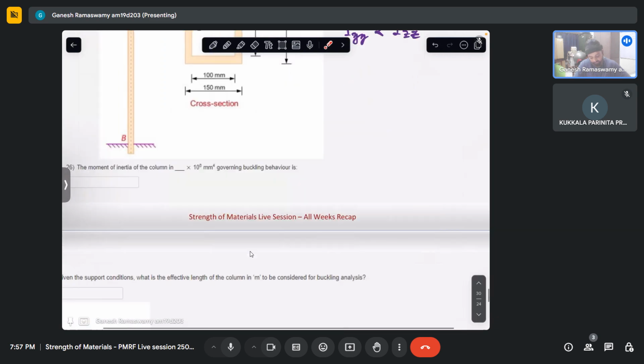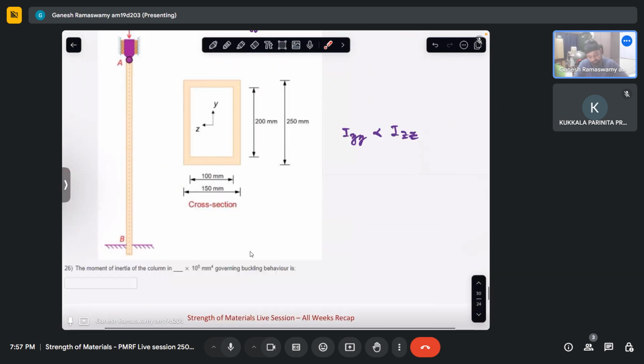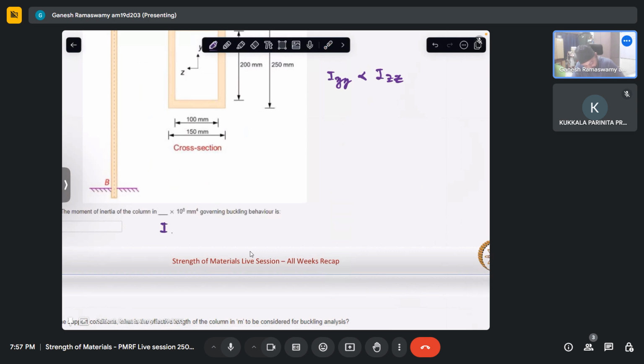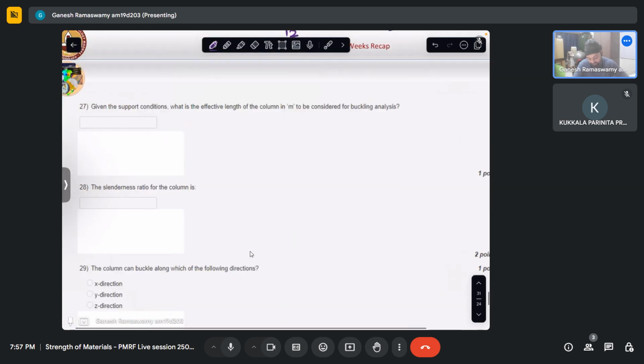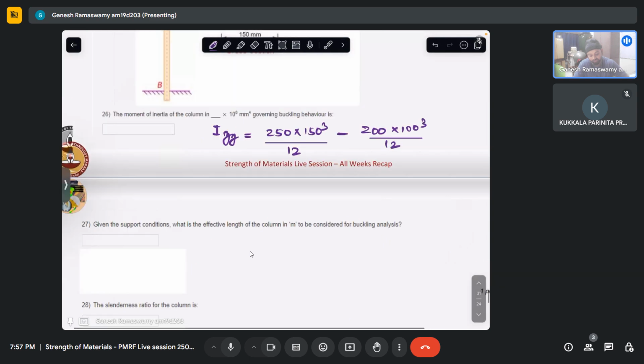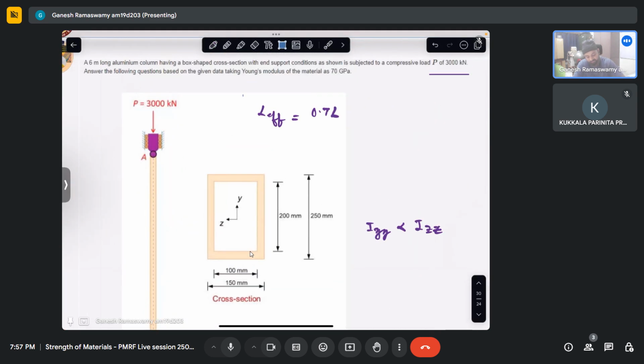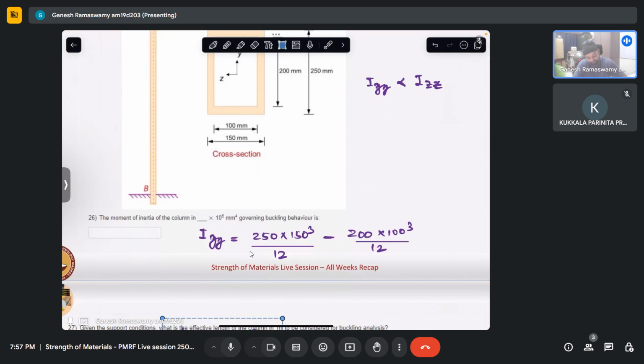So the Iyy calculation is quite simple. For this, it will be 250 into 150 cubed by 12. This would have been the case if it was solid, but it is not. So I have to subtract out the inner rectangle, which is 200 into 100 cubed by 12. So this will be my governing moment of inertia. Given the support conditions, what is the effective length? We have already discussed it here. The effective length will be 0.7 L.